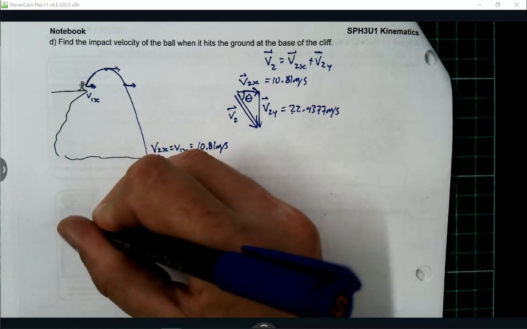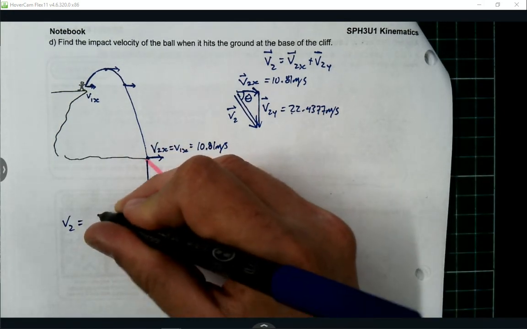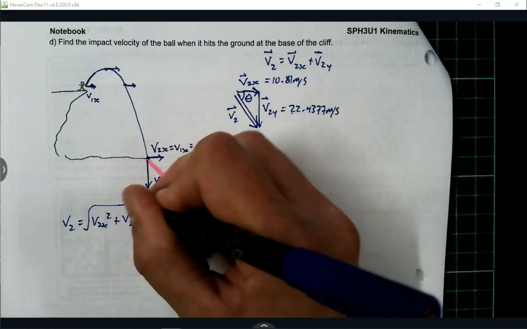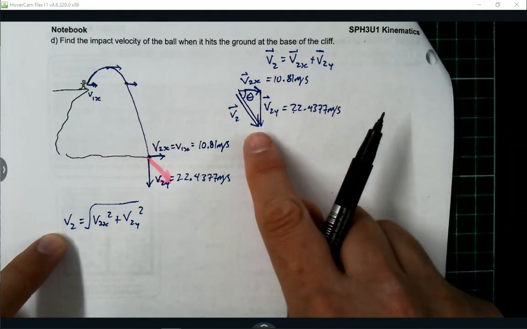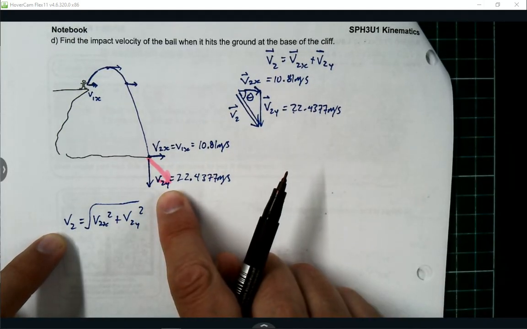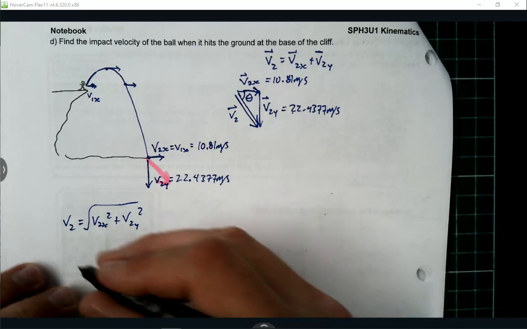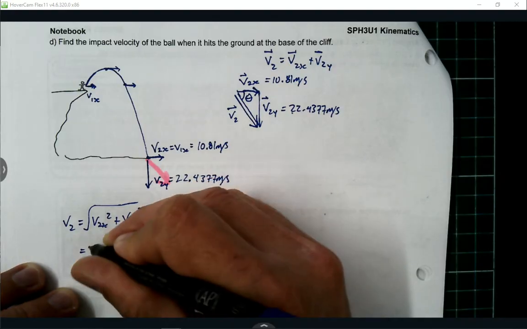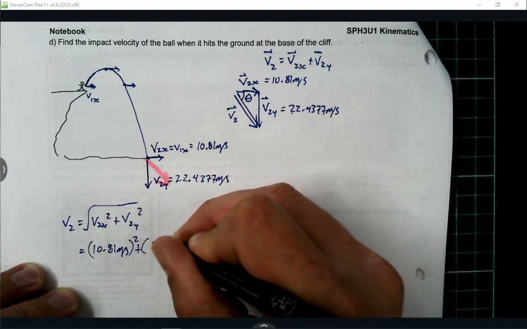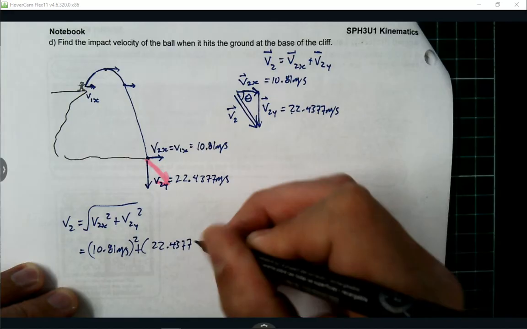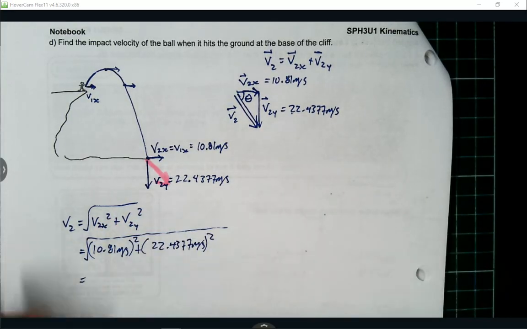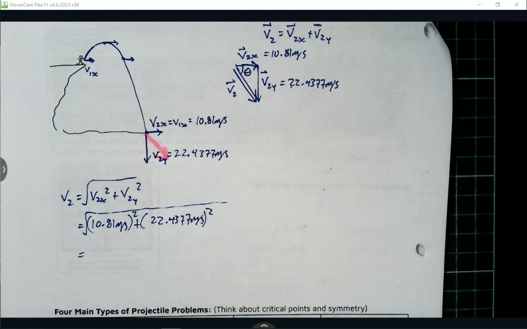But when I say I want to find v2, this is just Pythagorean theorem, so I'm saying v2x squared plus v2y squared, all rooted. And if I can find that, I'm going to know what velocity this object is going to be going at when it smacks into the earth. How fast? So 10.81 meters per second, got to square the whole thing, plus 22.4377 meters per second, square the whole thing. Square root the entire side. And then somebody with a calculator, help me out. It'll be like 29 or 24 and a bit, I think, or somewhere around 25.